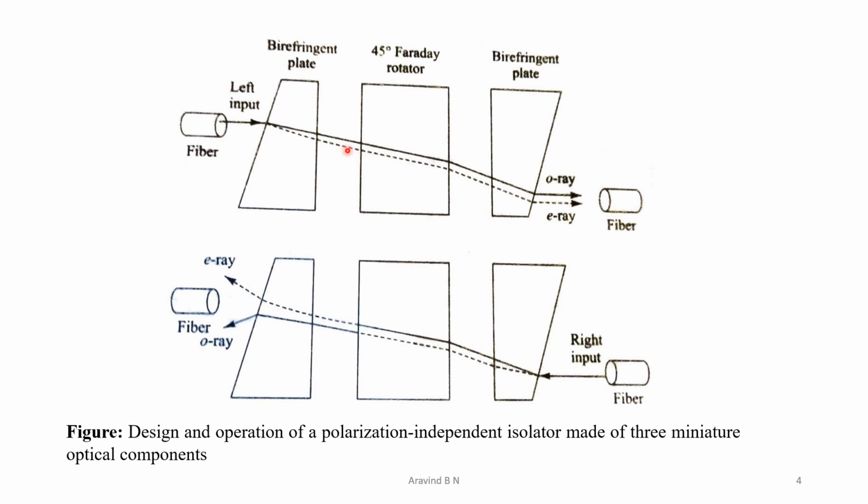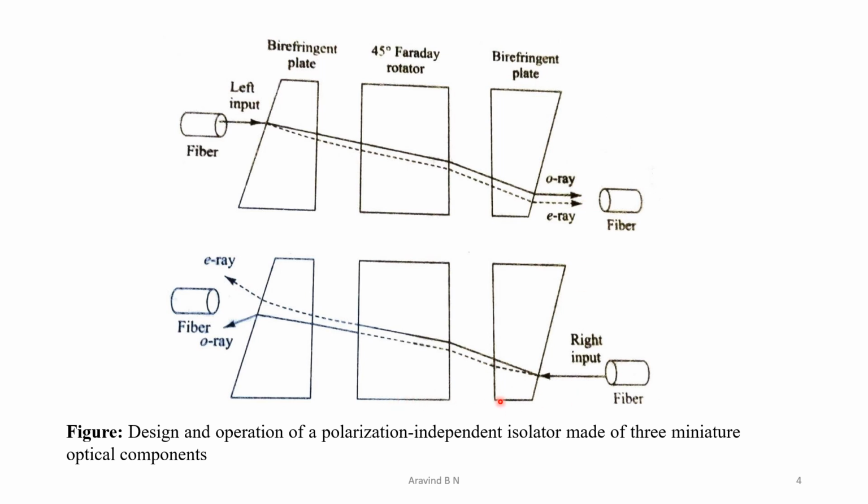Now the Faraday rotator is going to rotate the polarization plane of each of these two rays by 45 degrees, and then it will be allowed to pass through the second birefringent plate. The outcome of the second birefringent plate consists of again the same two rays, and both of these two are parallel to each other.